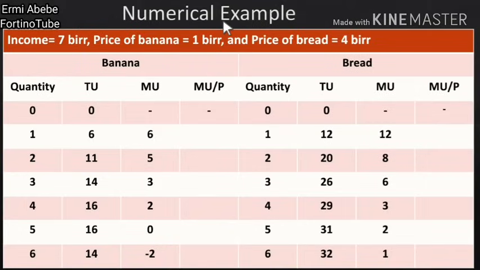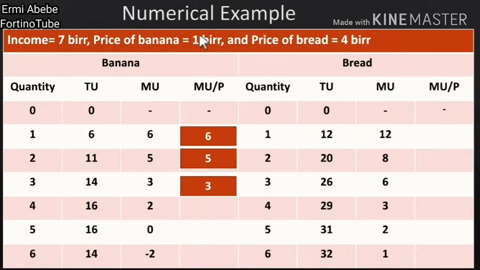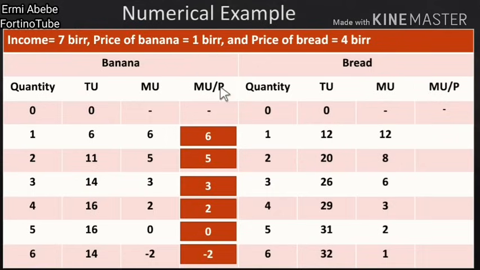Now marginal utility 6 divided by 1 is 6. Now 5 divided by 1 is 5. 3 divided by 1 is 3. 2 divided by 1 is 2. 0 divided by 1 is 0. Minus 2 divided by 1 is minus 2. So this is marginal utility per price of banana, the criteria we will look at here.